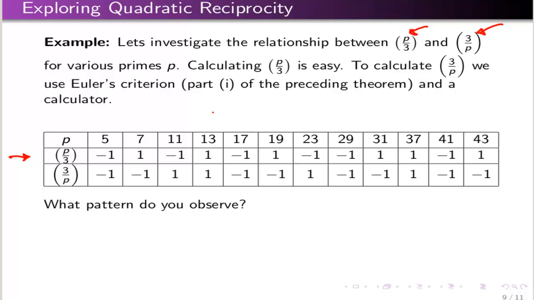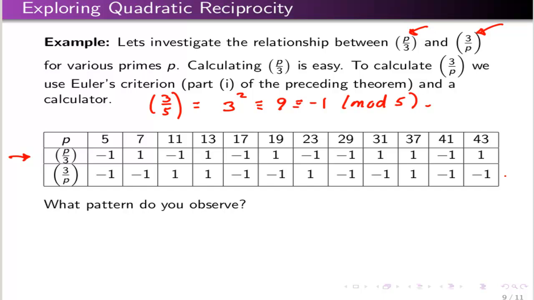To calculate 3 over p, we just use Euler's criterion and use a calculator to do that. So for instance, 3 over 5: is 3 a perfect square mod 5? You go 3 to the (p minus 1) over 2, so that'd be 3 squared, which is equal to 9, which is negative 1 mod 5. And so 3 over 5 is negative 1. And you can do that with a calculator or some computer.